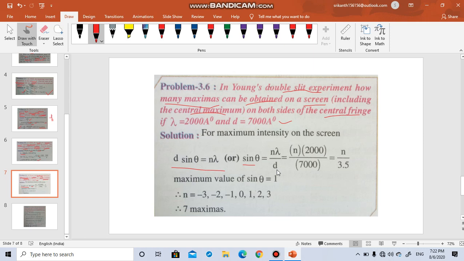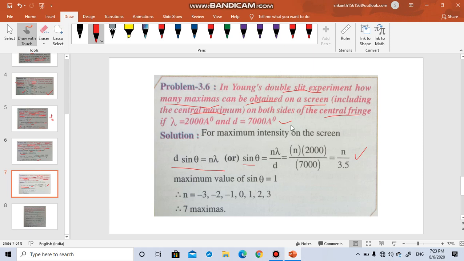So it becomes 1 when theta is equal to 90 degrees. That is the maximum possibility. Just imagine the light is spread 90 degrees apart. Now in this situation, when you solve, with lambda and small d values given here, you are getting n by 3.5. So n can take any values. He's talking about maxima for bright fringe. For bright fringe, we have discussed that it has to be an integral multiple of lambda. So it can be 1, 2, 3, minus 1, minus 2, minus 3 like that.